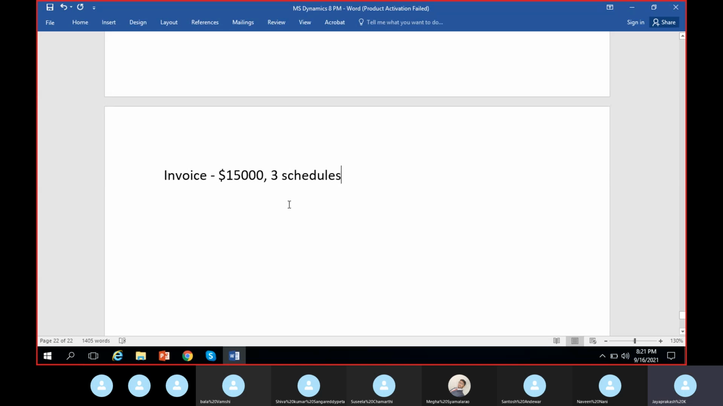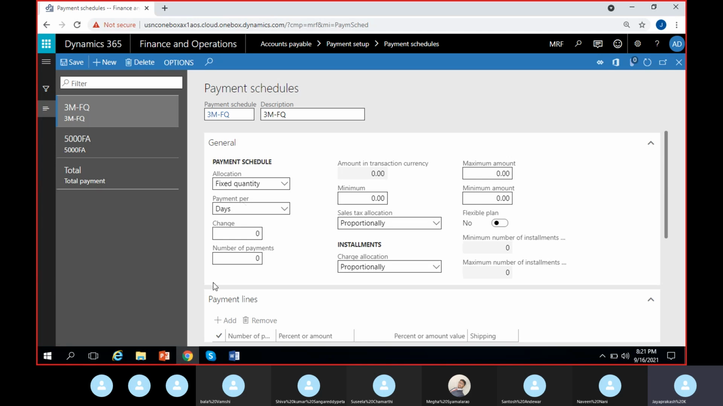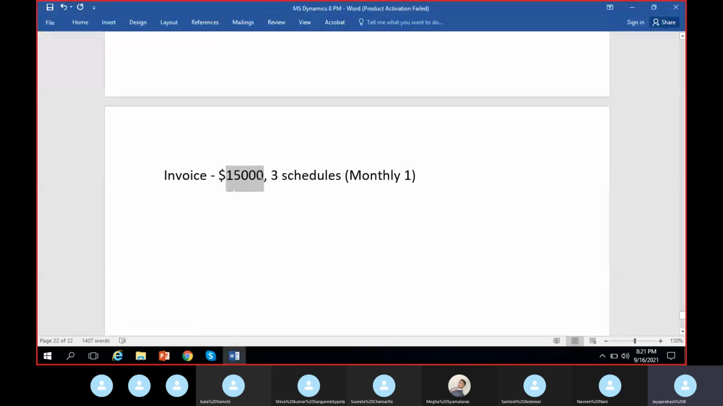So how will these 3 schedules be divided? I'll say monthly once. Now how much amount will you pay each month? In this fixed quantity, the system will calculate the total amount divided by the number of schedules. So 15,000 divided by 3 schedules means you will get 5,000 equally every month. Over 3 schedules you will pay monthly 5,000, 5,000 and 5,000 and the invoice will be cleared.